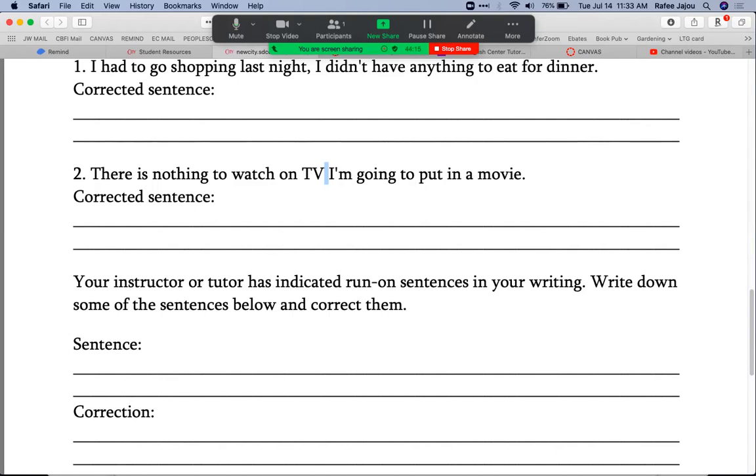Semicolon works. Rewording: on the front of this, you could add, because there's nothing to watch on TV, comma, I'm going to put in a movie. All right. So far, so good. Now you can hit pause here if this is good enough for you to practice.